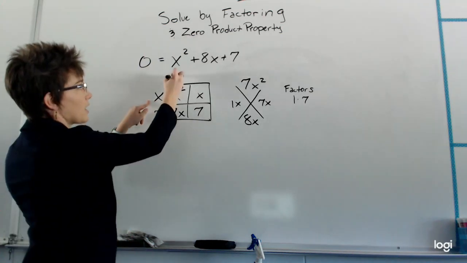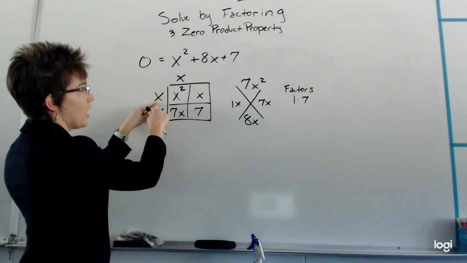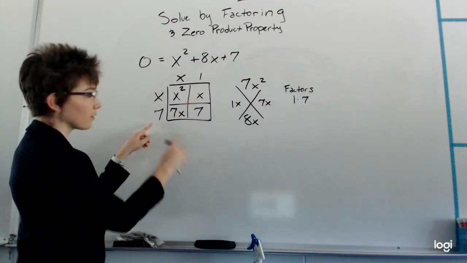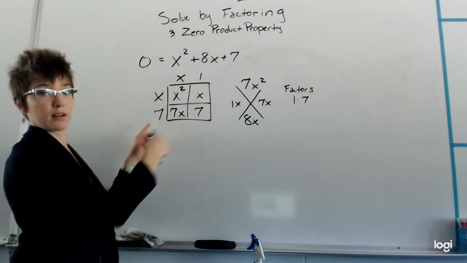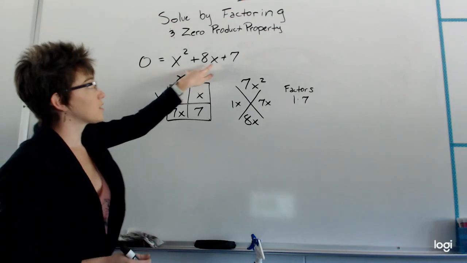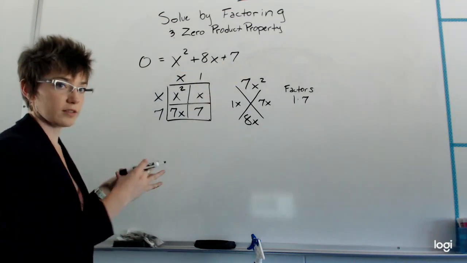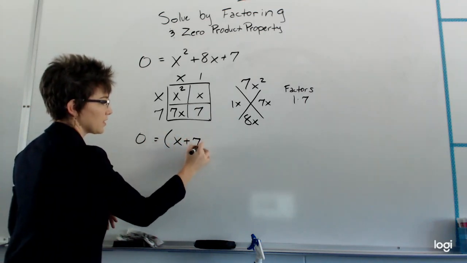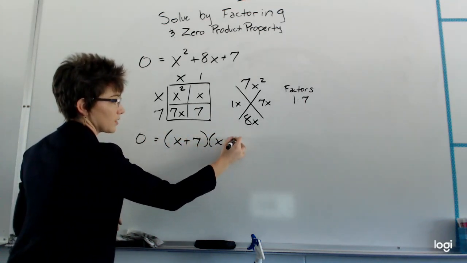And then x times x gives me x squared. X times 1 gives me this. And just to check you've done it correctly, 7 times 1 is 7, and so that's correct. All right, that means that this sum can be deconstructed into a product, specifically x plus 7 and x plus 1.